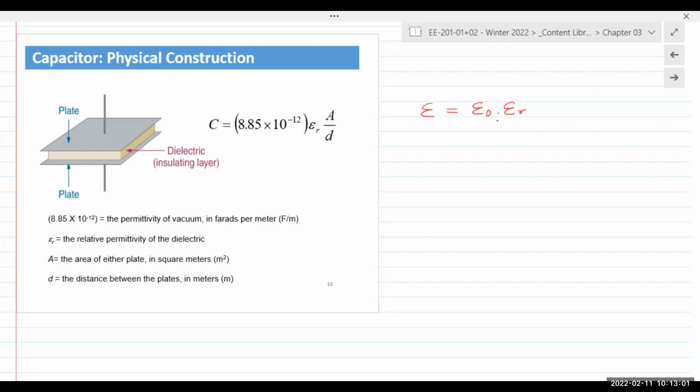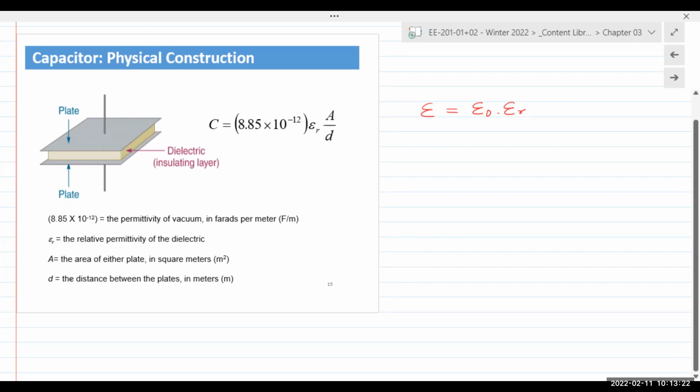If I ask this in a quiz or an exam, they will be provided to you. Okay, so you don't have to worry about memorizing anything. So they will be provided to you. A is the cross-sectional area. So area of either plate, it's actually not true.